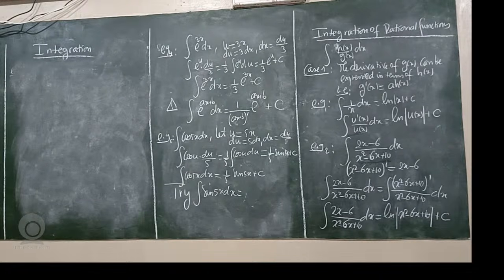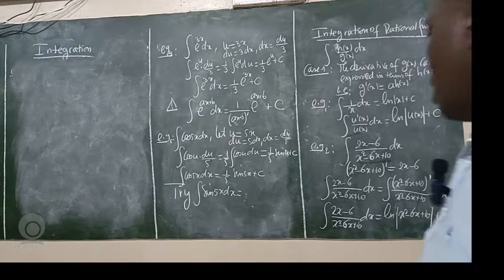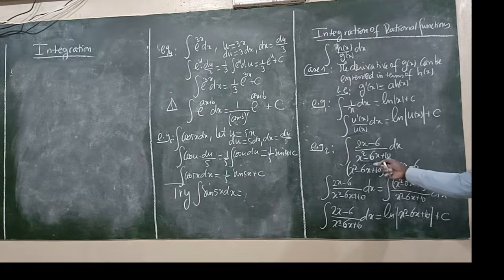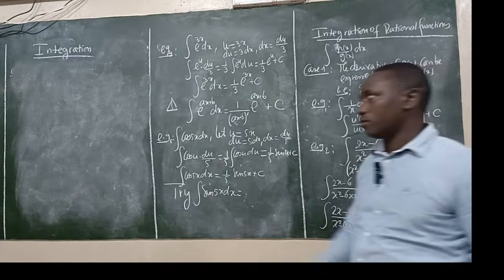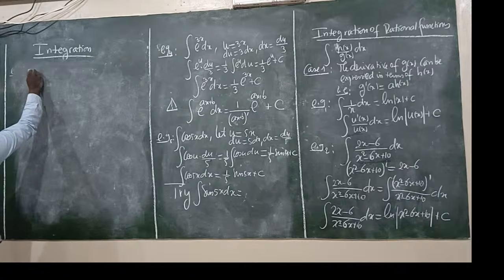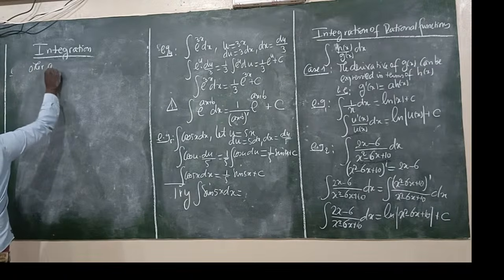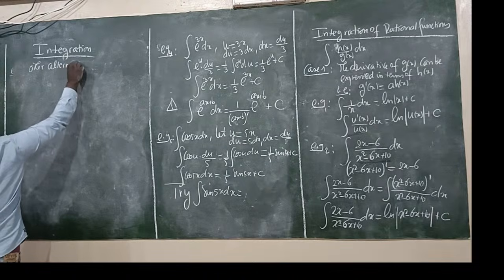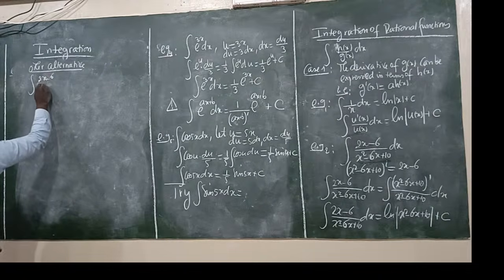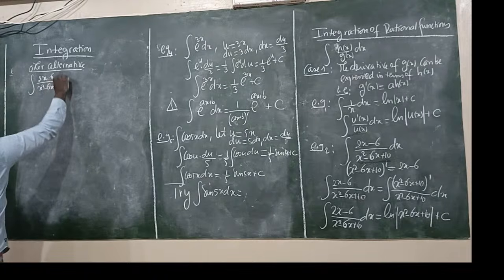The next question to this, as I told you, let's even continue this question by integration by substitution. Another alternative: the integral of 2x minus 6 by x squared minus 6x plus 10 dx.